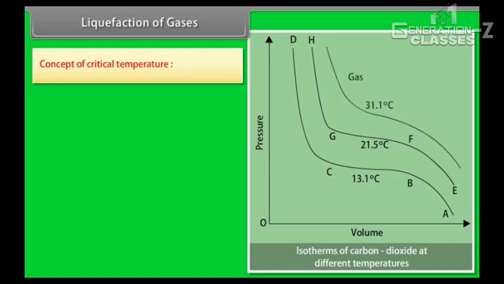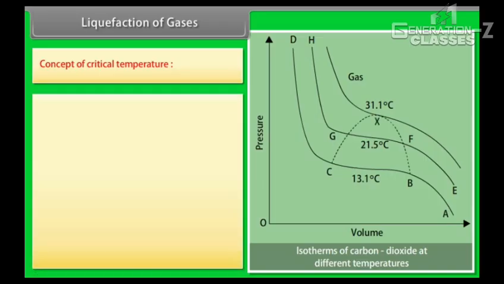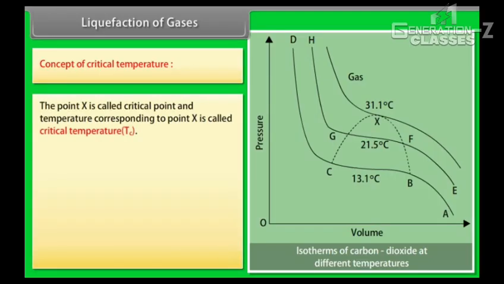In the isotherms above 31.1 degrees Celsius, the horizontal portion completely disappears. This shows that above 31.1 degrees Celsius, the liquefaction of the gas does not take place at all, however high the pressure applied. The point X is called the critical point, and the temperature corresponding to point X is called the critical temperature.